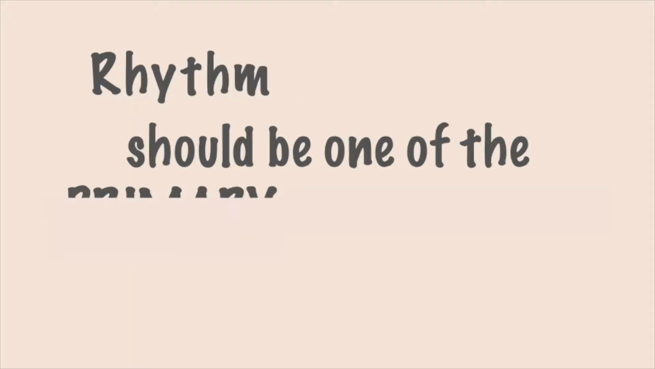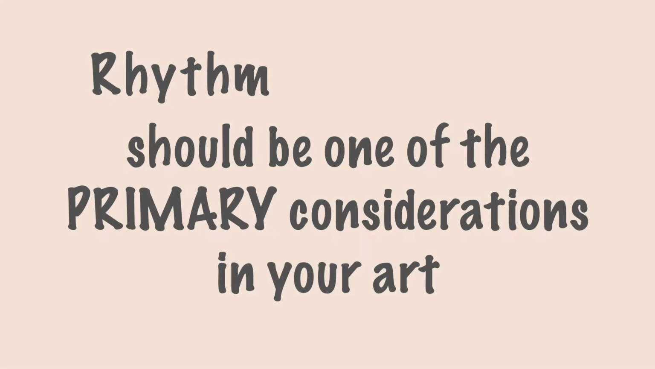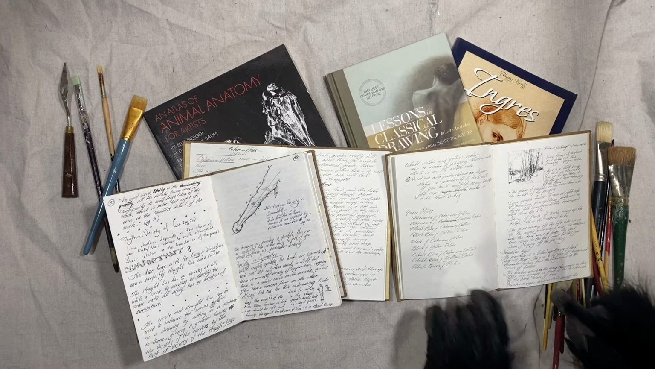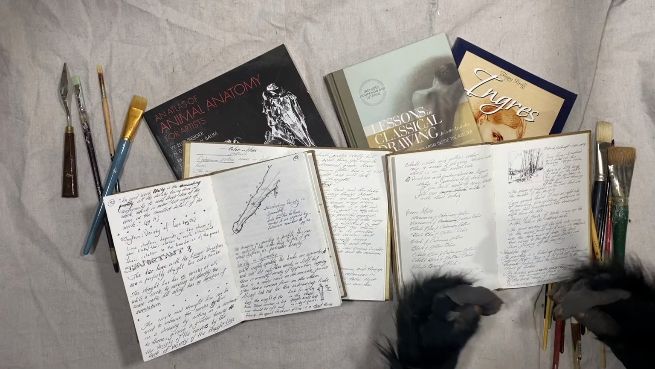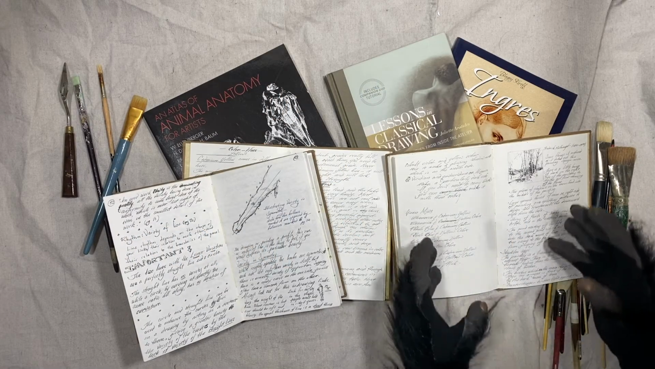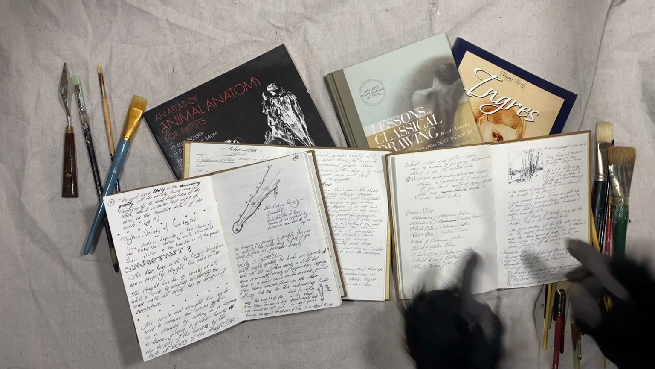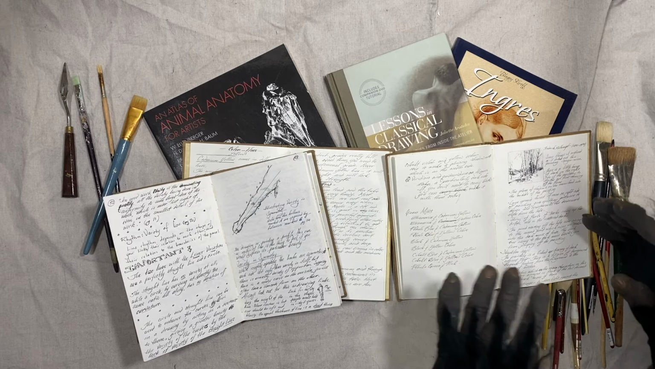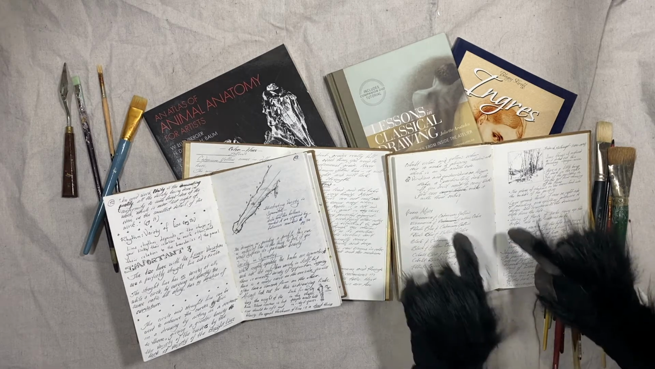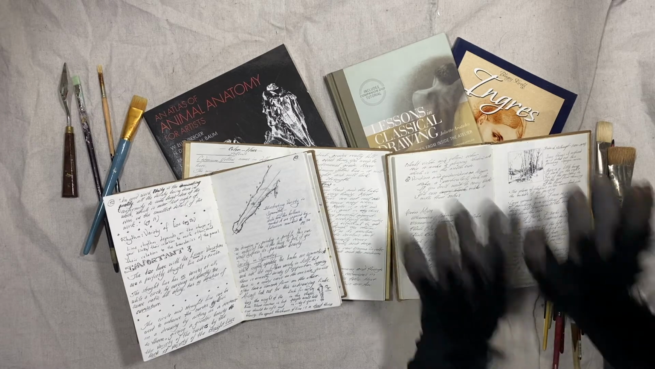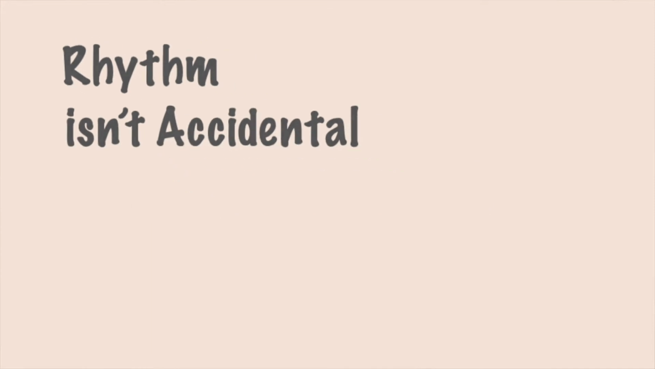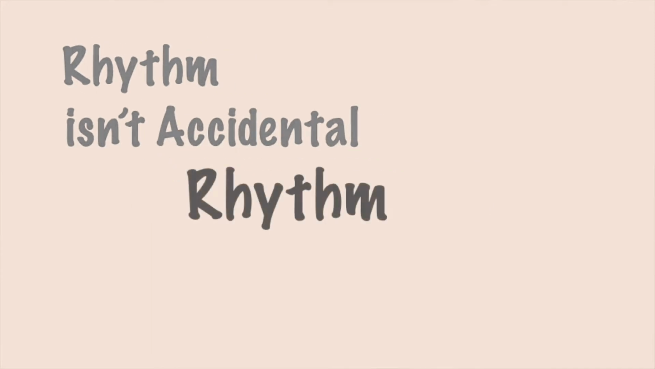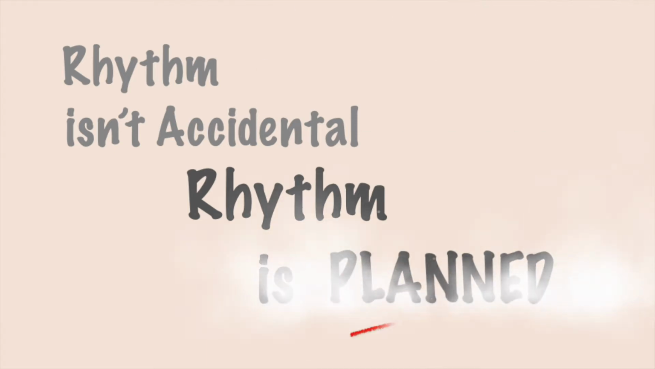Rhythm should be one of the primary considerations in your art. Rhythm is one of the most powerful tools you can use to create an emotional connection between your art and your viewer. This emotional appeal of rhythm happens regardless of the subject matter. However, when the rhythm of line, tone, and color is thoughtfully allied with the subject of the work, that feeling you're communicating with the viewer is enhanced. Rhythm isn't accidental. Rhythm doesn't just appear in your artwork. It's planned from the start of the work.